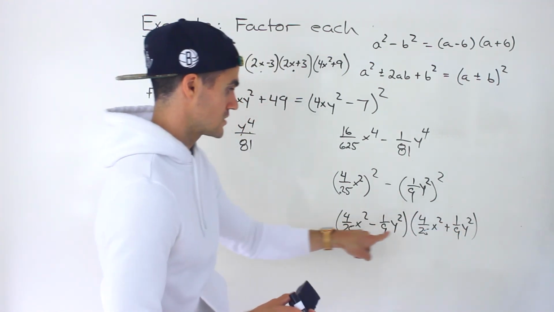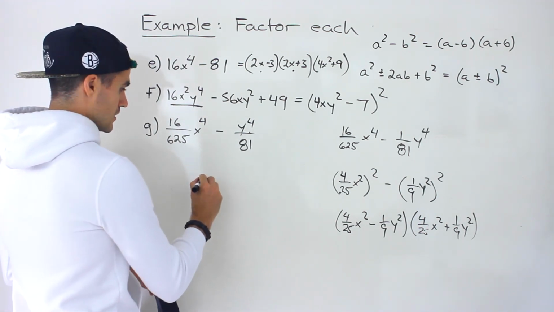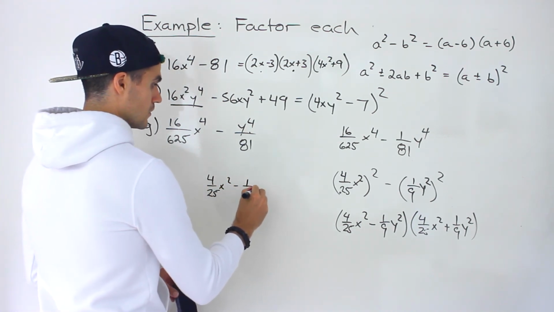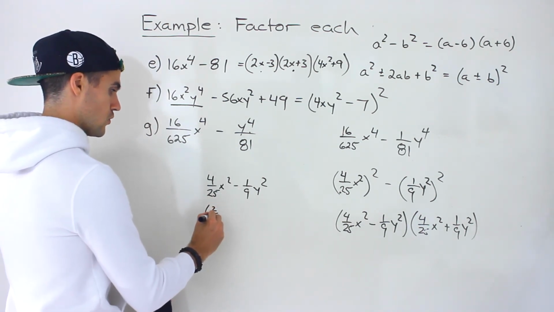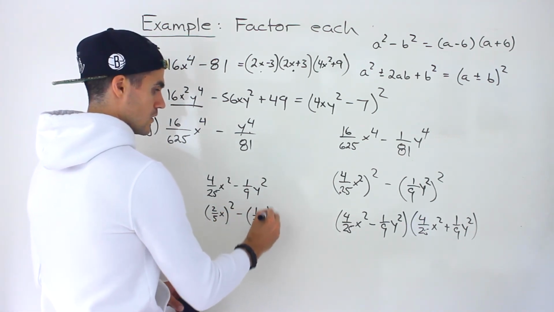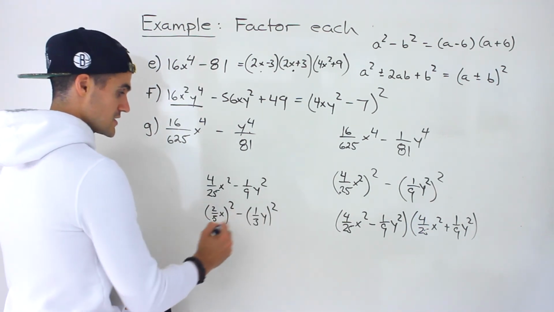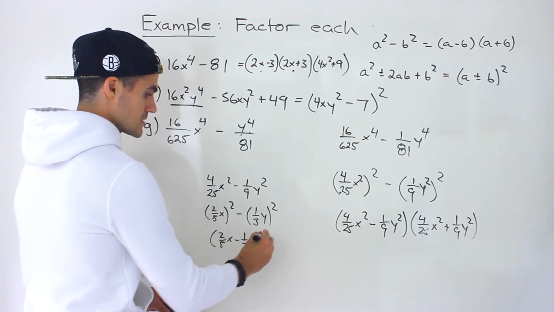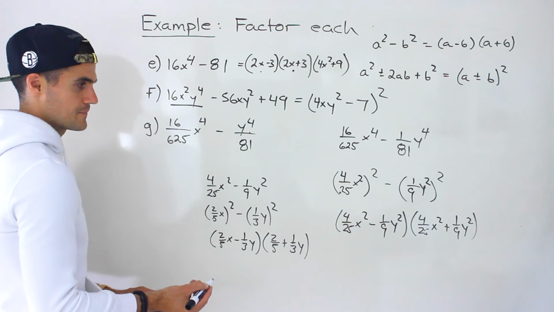This is not a difference of squares, but this is a difference of squares, because we can take, let's write it over here, the 4 over 25 x squared minus 1 over 9 y squared, like that. We could take this and rewrite it as 2 over 5 x squared minus the 1 over 9 we could rewrite as 1 over 3 y squared, like that. And then this is a squared minus b squared, so that factors into 2 over 5 x minus 1 over 3 y, a minus b, a plus b, like that.